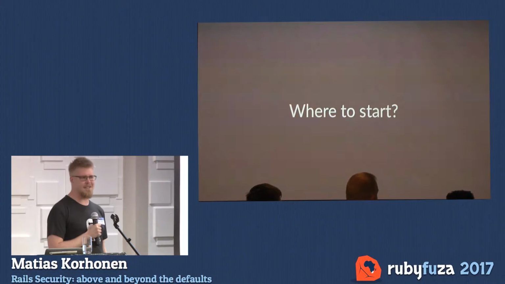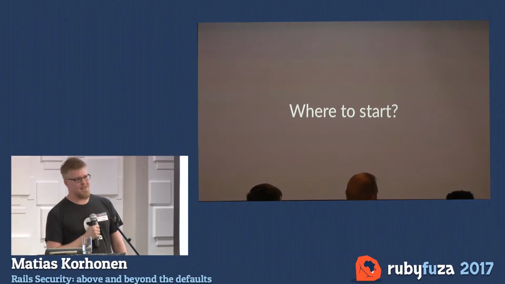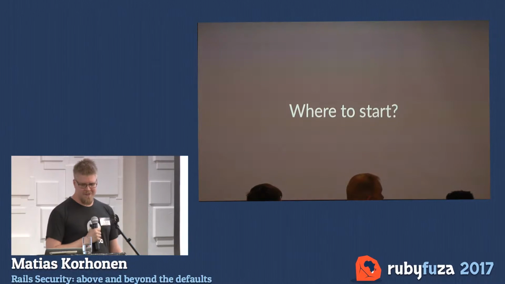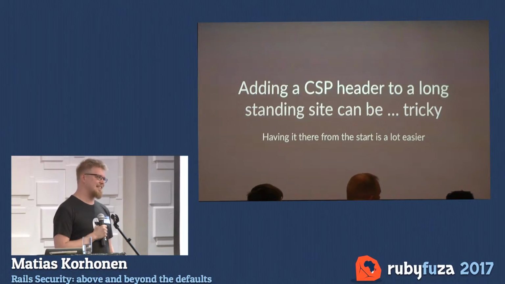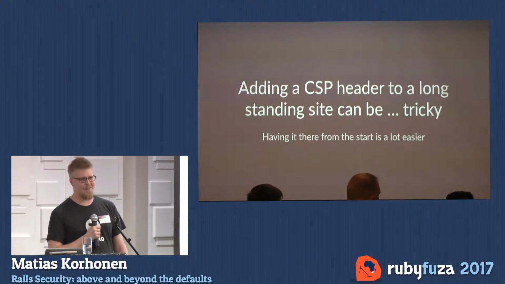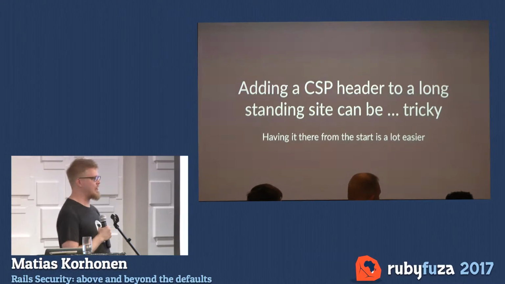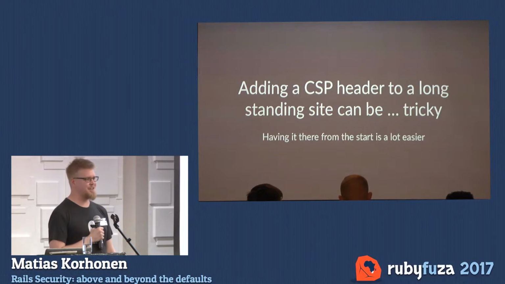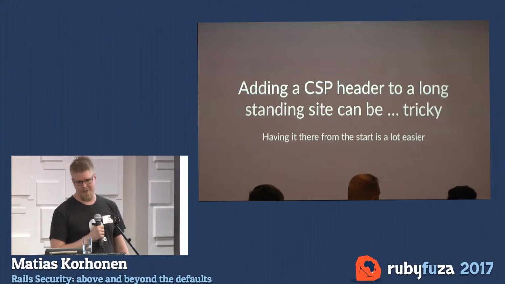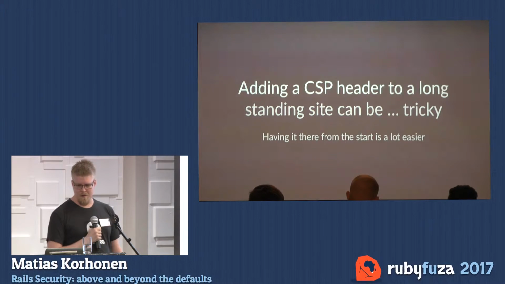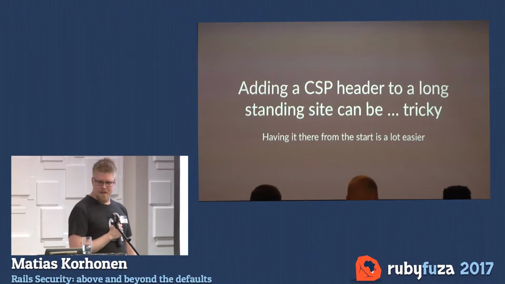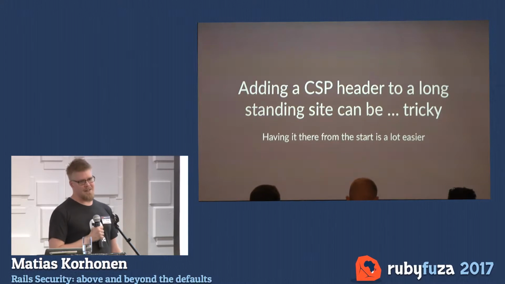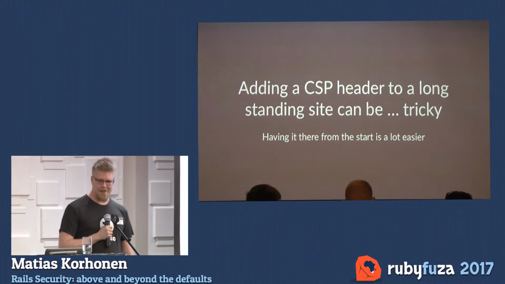So where to get started if you want to add a content security policy? Well, first of all, adding it to a long-standing site can be kind of tricky, because you can't really be sure what's being loaded from where. Perhaps one developer has added YouTube embeds, another has added a Facebook button, so you can't really be sure of everything you need. If you add it to a whole new project at the start, it's a lot easier to get going.